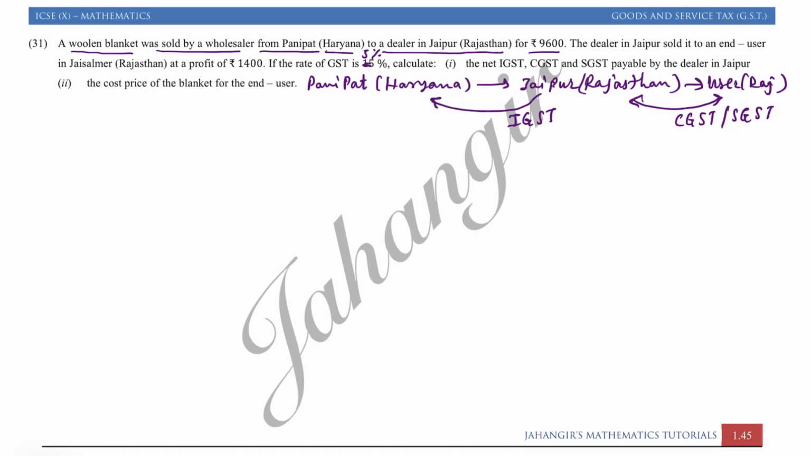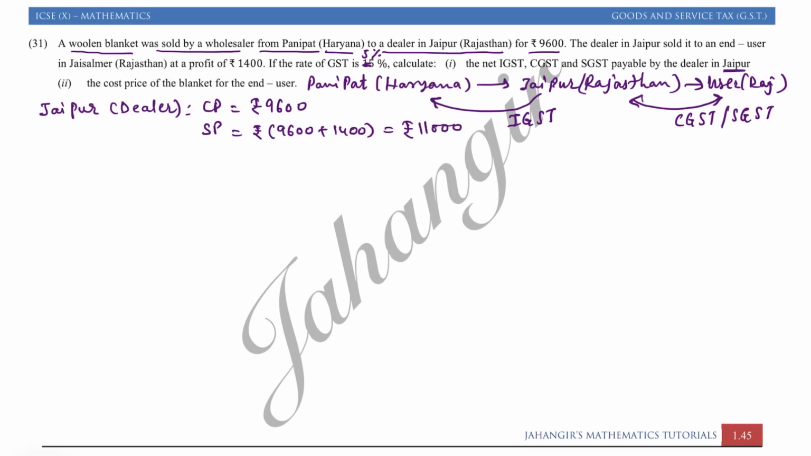So here we will have lots of adjustment to do, so just pay attention to what I am doing properly. First of all, we need to find how much tax under IGST, CGST, SGST is paid by the dealer in Jaipur. So I will write the Jaipur part. Jaipur ka dealer, its cost price is rupees 9,600 and its selling price is 9,600 plus 1,400 profit, that is equal to rupees 11,000. So hope the first part is clear.